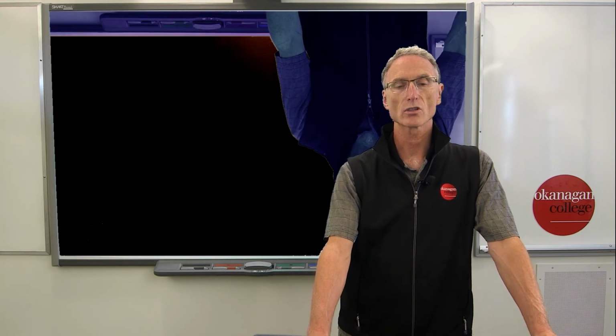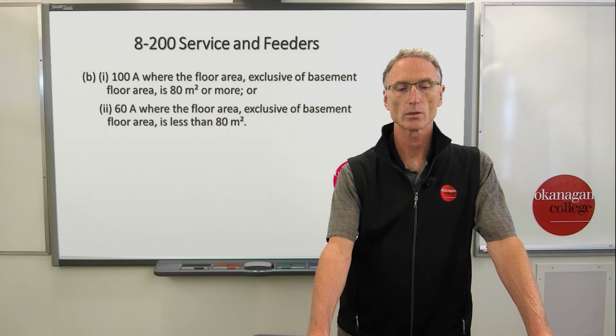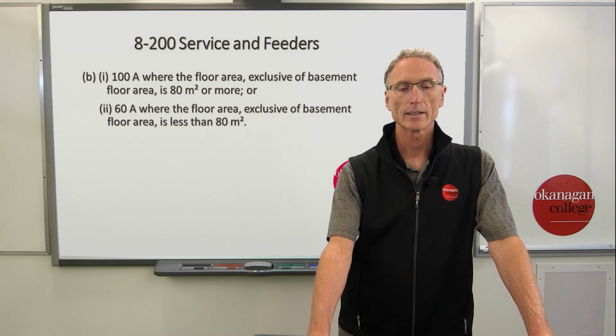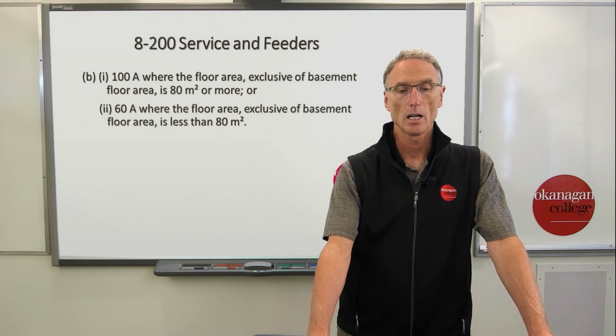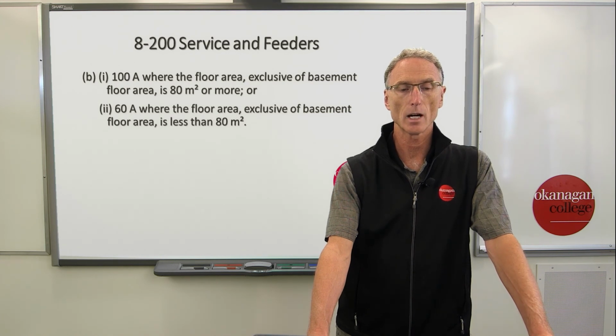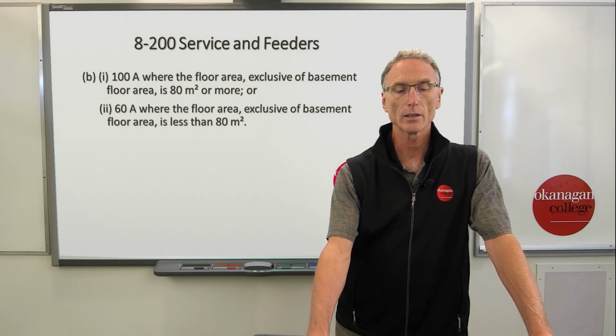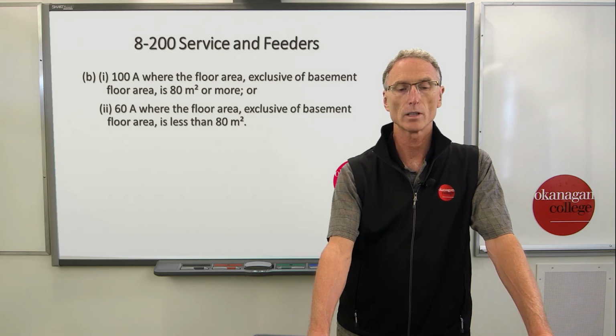So the A portion is all our square feet or square meters plus any of the loads in the house or the dwelling itself. And sub-rule B tells us that we can do it another way, but we have to take the greater of either A or B. So we have to keep that in mind as we go. So sub-rule B tells us 100 amps. So the minimum service of a house is 100 amps where the floor area exclusive of the basement floor area is 80 meters squared or more.